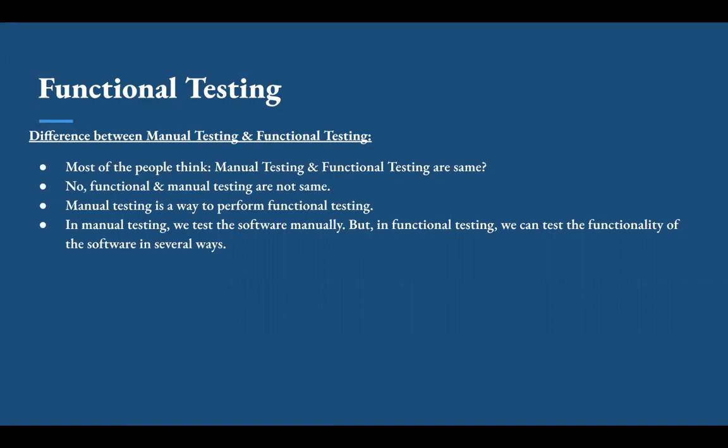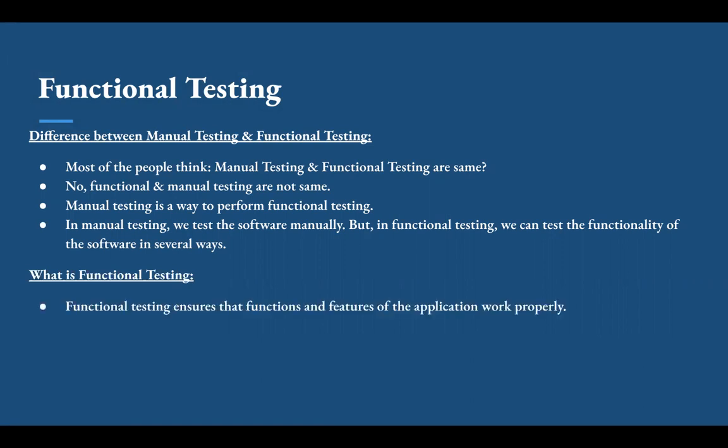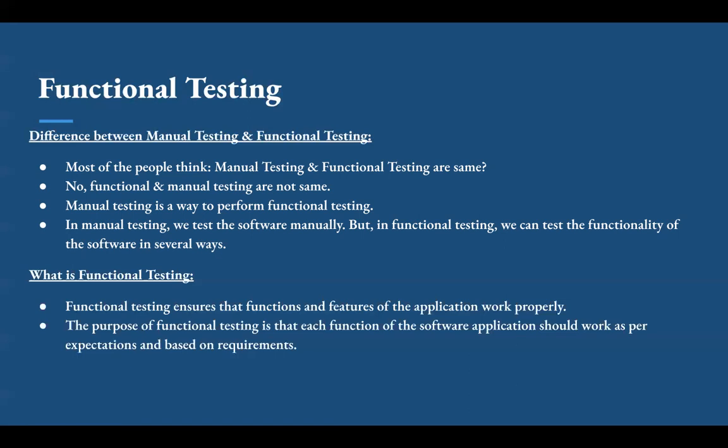But before going into the ways of functional testing, let's understand what exactly is functional testing. Functional testing ensures that functions and features of the application work properly. The purpose of functional testing is that each function of the software application should work as per expectations and requirements. Manual testing and automation testing are the methods to perform functional testing. Means either you can test the features of the application manually or by creating test scripts in automation.